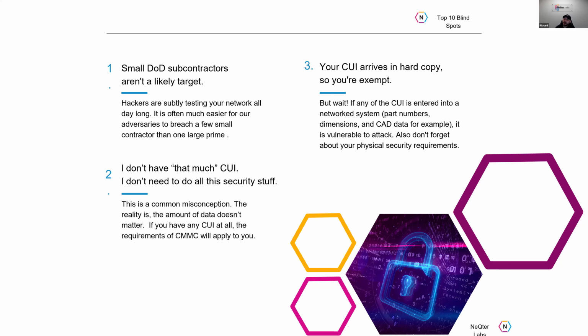Small DoD contractors aren't a likely target. Well, that is definitely not the case. You know, our adversaries are smart. They know that a lot of these small manufacturers have more data than they need to produce the parts many times, and therefore it's easier to infiltrate a small company that does not have the high-tech security in place and get the same data that they could potentially get from going after a prime.